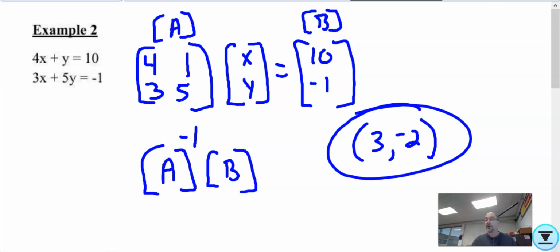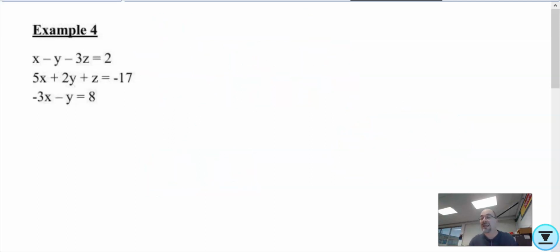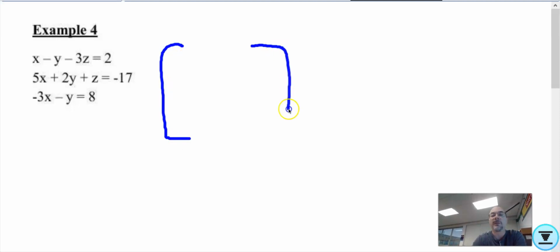All right, let's keep going here. This is what's lovely, lovely, lovely about matrices, folks. We can now do systems with 3 variables and 3 equations. Ooh, all right, here we go, folks. So my matrix is going to be a little bit bigger. All right, so always go alphabetical. So X has a 1 in front. Minus Y, that's a negative 1.